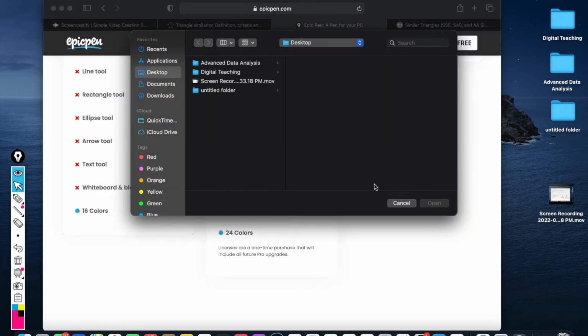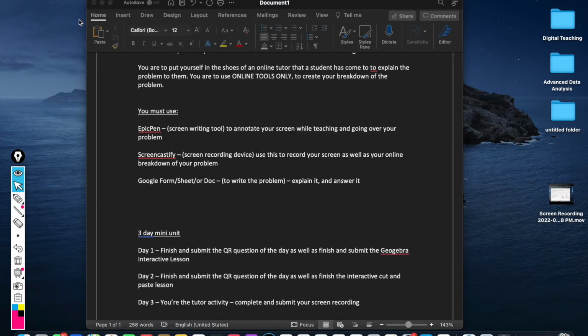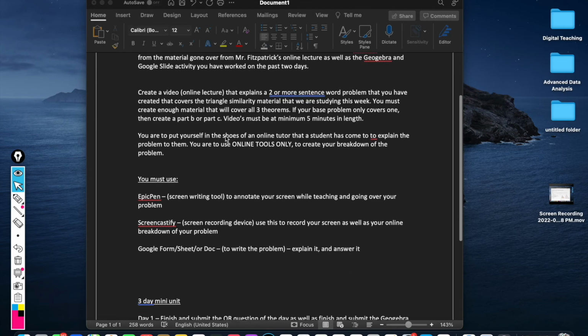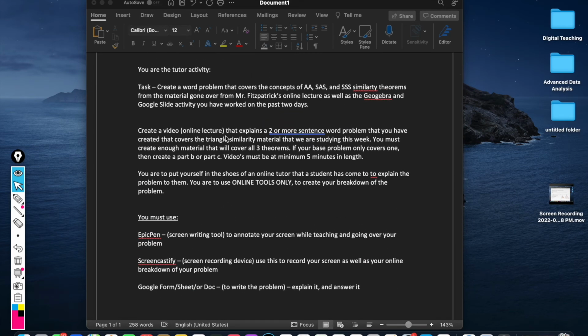Hey everyone, I know at the end of that first part of the video I did mention I'd come on the screen. I figured I'd just go back and get straight to the point so you actually see what is required for day 3 of this little mini unit that we're doing on triangle similarity. This task that you see in front of you will be posted to Google Classroom with a little more detailed notes as well.